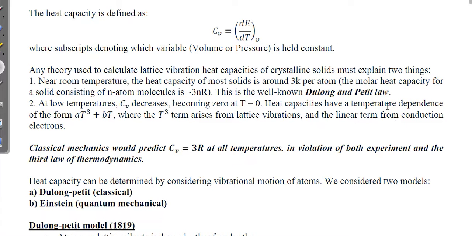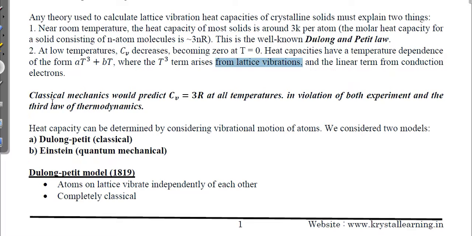So heat capacity has a temperature dependence of the form AT cube plus BT, where the T cube term arises from lattice vibration and the linear term arises from conduction electrons. Classical mechanics always predicts Cv equal to 3R, or 3NR if the number of atoms is given, or per atom 3k, at all temperature. This is a violation: the experimental values don't match these values, and it violates the third law of thermodynamics. Okay, this classical mechanics or Dulong-Petit law is violating this.